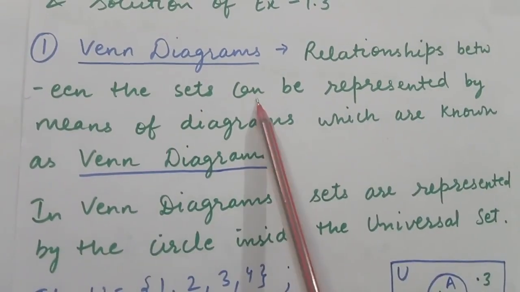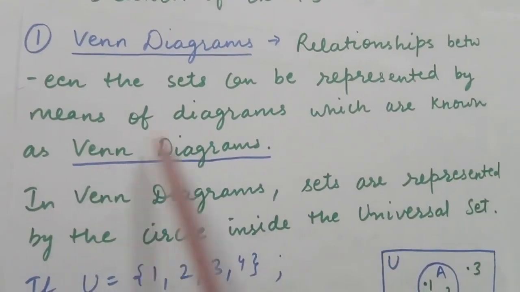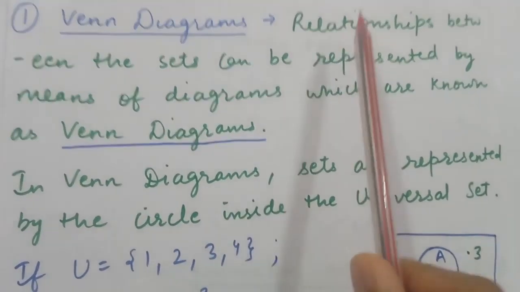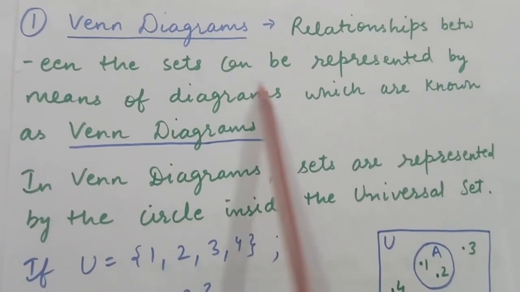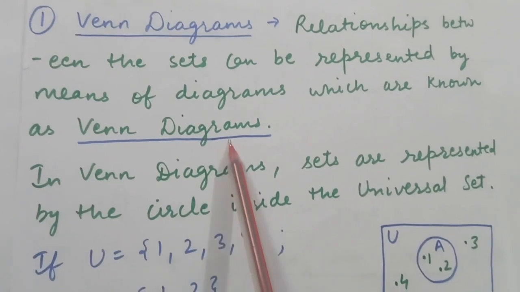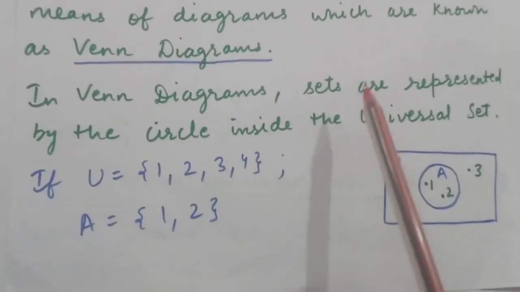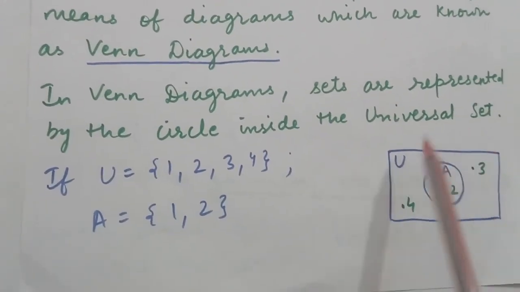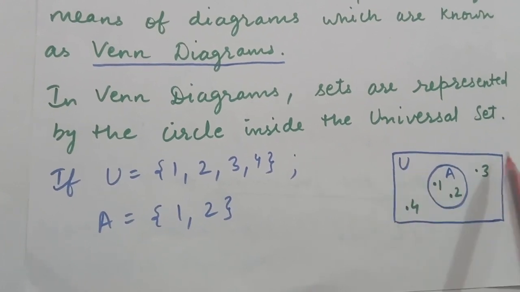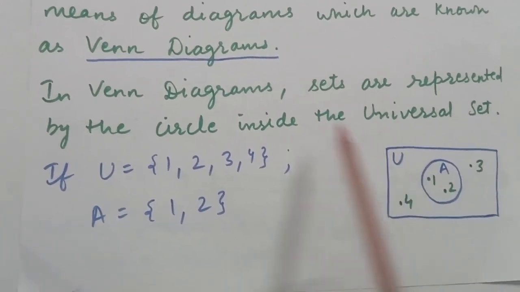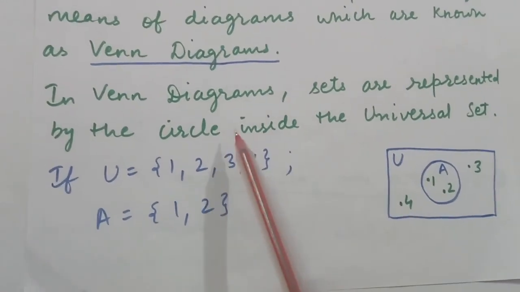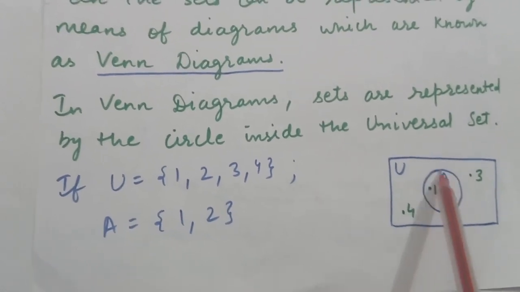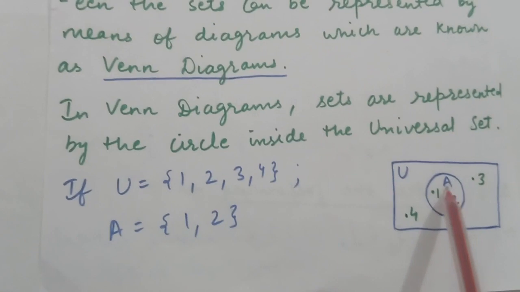Relationships between the sets can be represented by means of diagrams which are known as Venn diagrams. If we want to show the relationship between the sets, the diagrams used are known as Venn diagrams. In Venn diagrams, sets are represented by a circle inside the universal set. If U is our universal set, we represent it by a rectangle, and any set is represented as a circle inside the universal set. Like we have drawn this circle, this represents the set A.